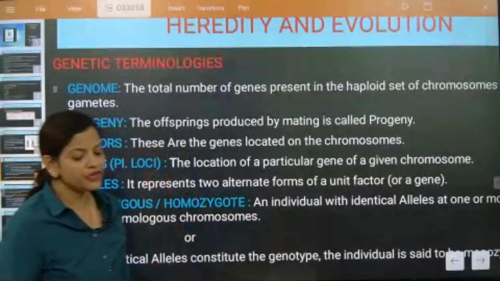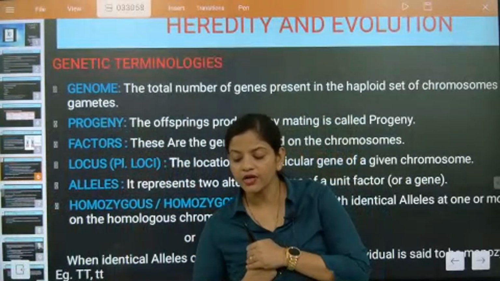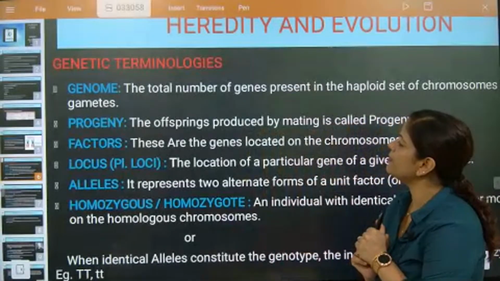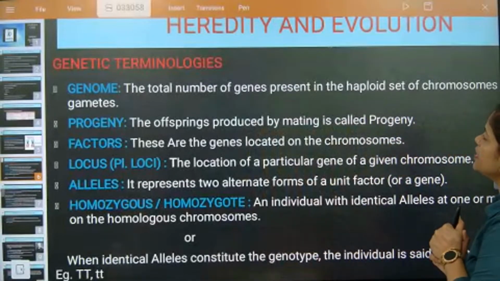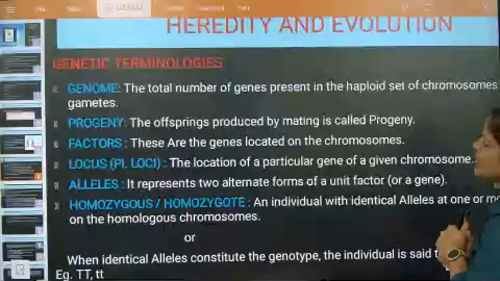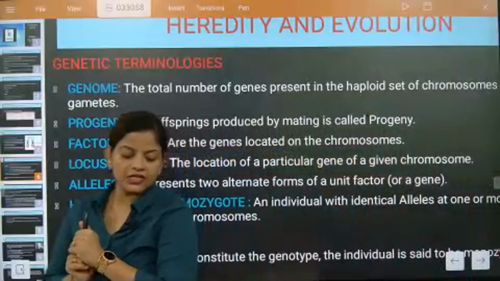So I'm quickly shifting to the other sections. The next point we are going to discuss is the genome. If somebody asks about the genome, it is the total number of genes present in the haploid set of chromosomes, that is, the chromosome in the gamete. This is considered the genome.